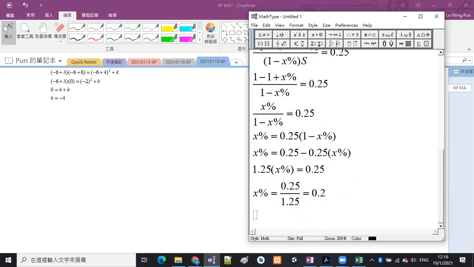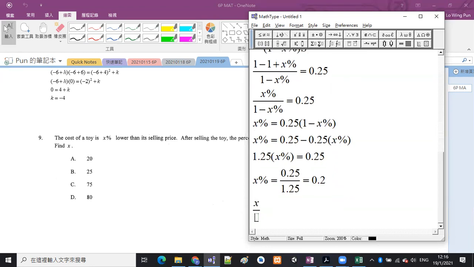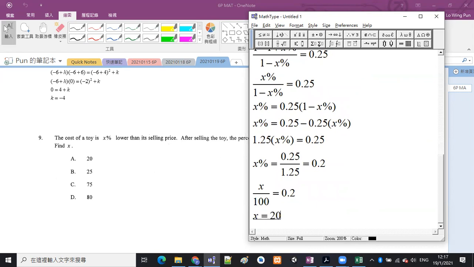Okay, but the question asks us to find x, right? X. So x% is x over 100 is equal to 0.2, which means that x is equal to 20.